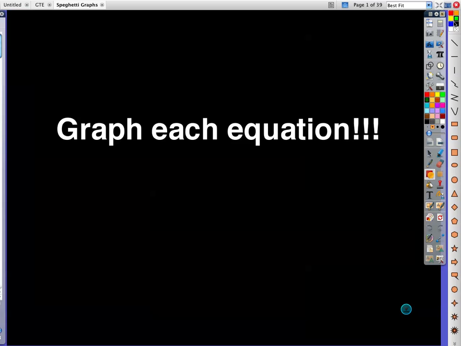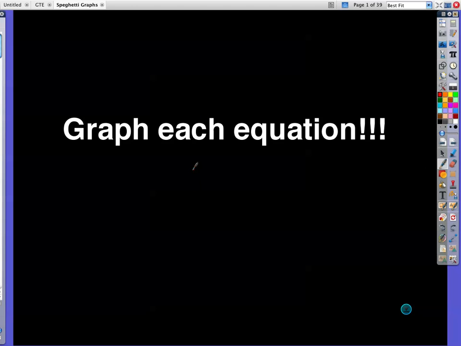Okay, graphing equations. So you're given an equation in slope-intercept form. We want to be able to graph that. And kind of vice versa too. If you're given a graph, can you write the equation for that? And we're going to be writing our equations in what's called slope-intercept form. So your typical way to see that is y equals mx plus b.